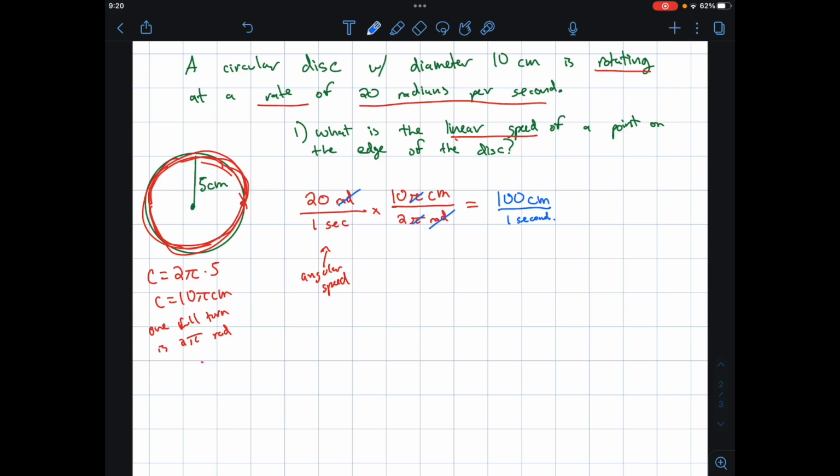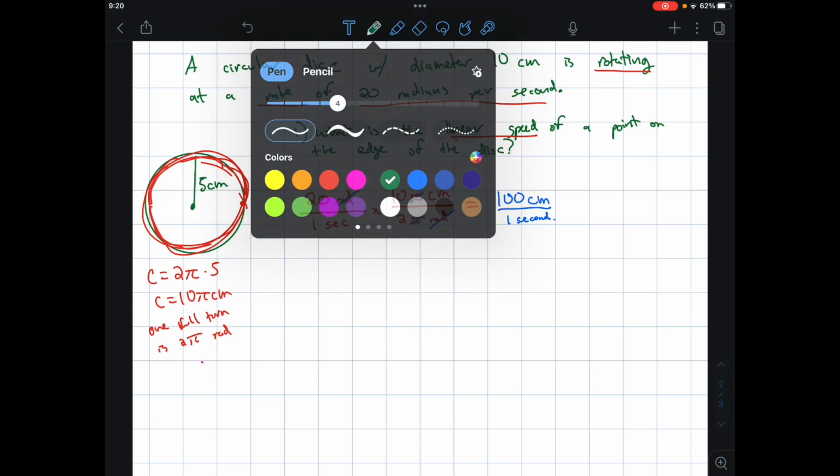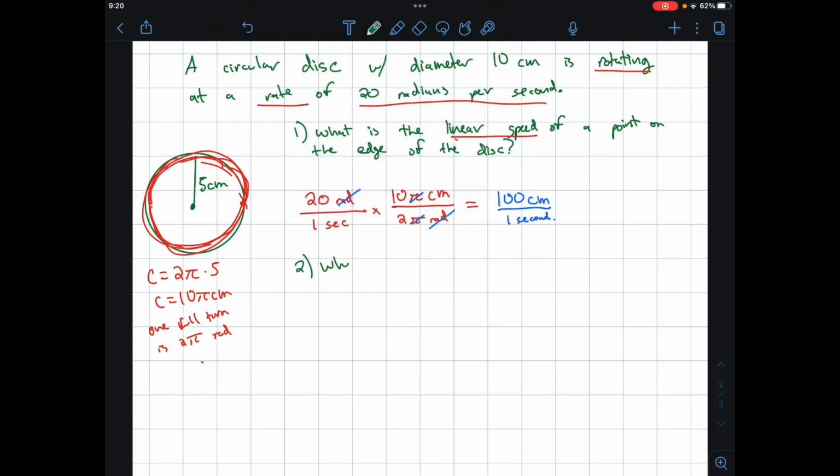All right, so that ends up being the linear speed of a point on the edge of the disk. Then let's ask a second question here. What is the linear speed of a point that is 3 centimeters from the center of the disk?